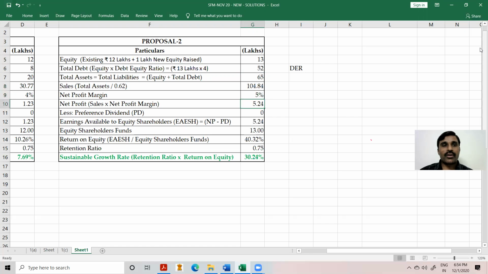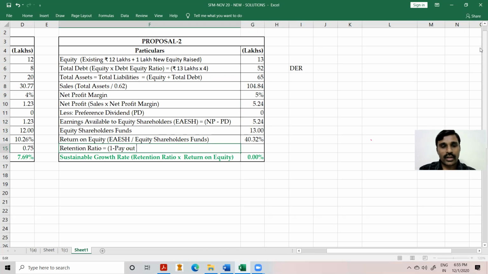Proposal number 2, net profit margin is 5%. Preference dividend 0. Equity shareholders funds is the equity. Here for return on equity, you have the retention ratio, which we need to calculate separately. How will you get the retention ratio? Here nothing is given, so we have to work it out: retention ratio is equal to 1 minus payout ratio.